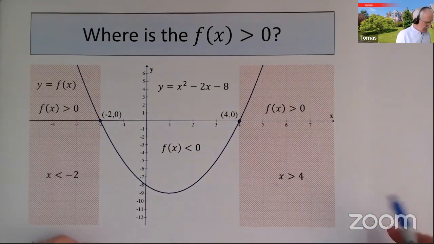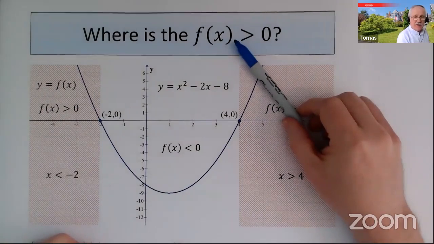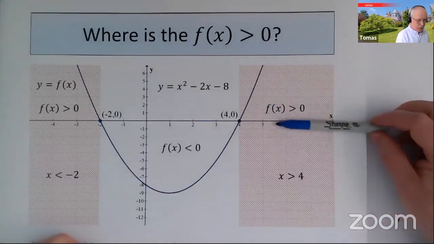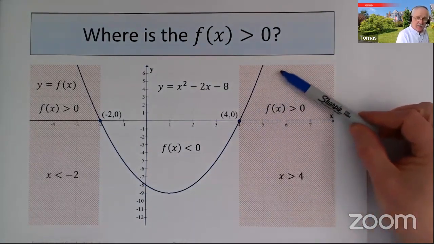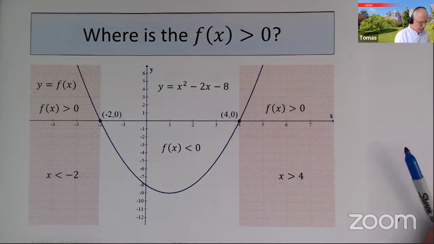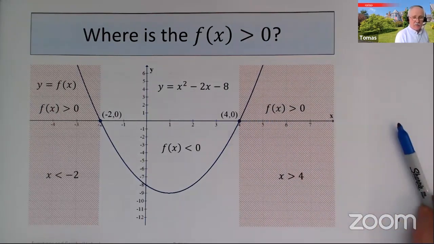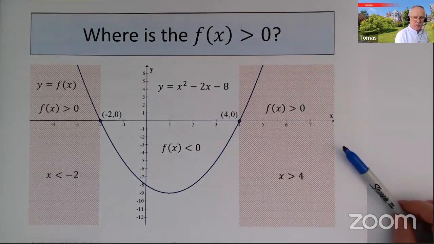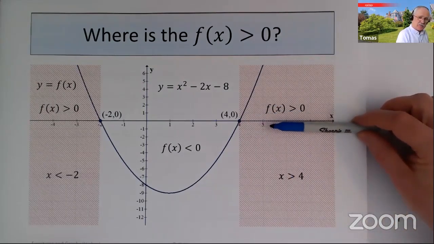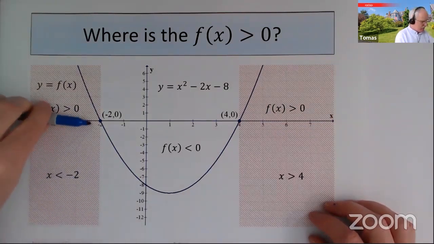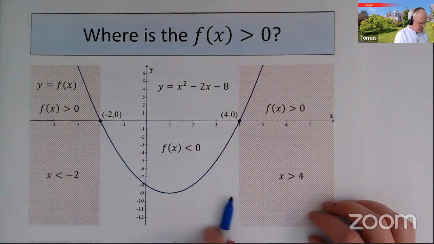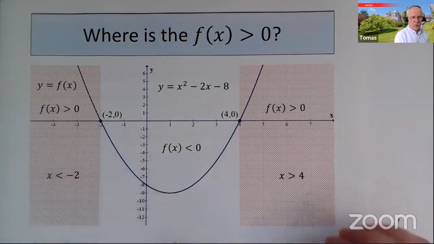Then they say, okay, where is the graph f of x greater than 0? Where is the actual graph above the actual horizontal? So we can see here that after the point 4, the blue line comes out of the water or up the mountain or whatever we call it, and this is the bit that's positive. And similarly here, below minus 2, further back here, it's positive as well. Whereas in the middle, the blue is sort of underwater.